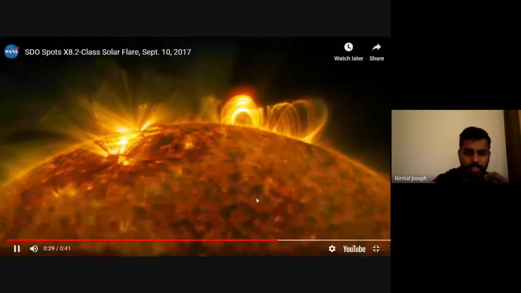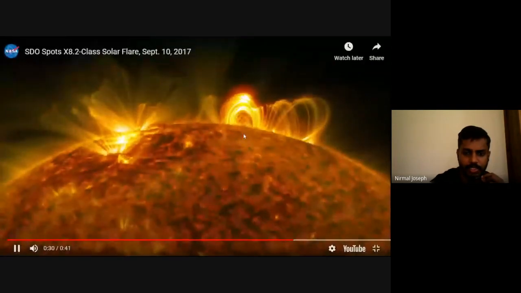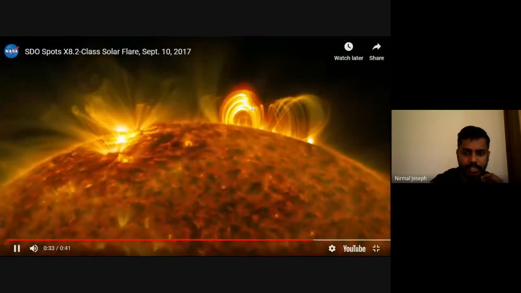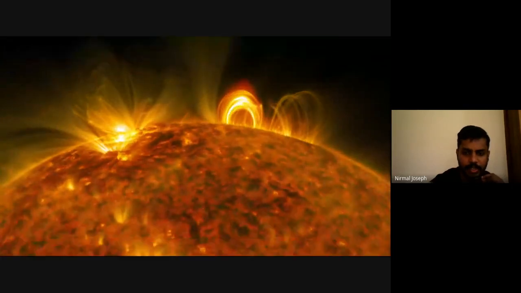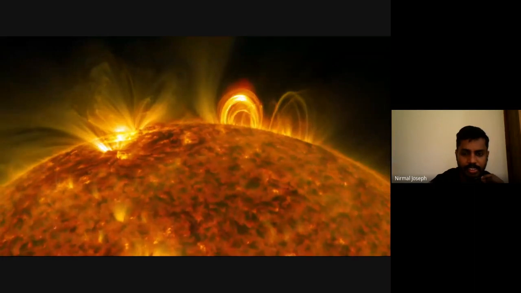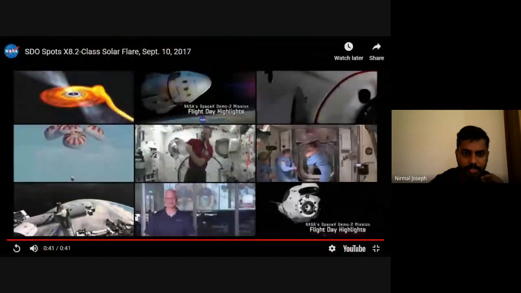This is the normal surface of the sun. From that surface, sudden increased brightness can come out like this. This is called solar flares. These solar flares can reach up to the ionosphere. I think now we can see the PPT.